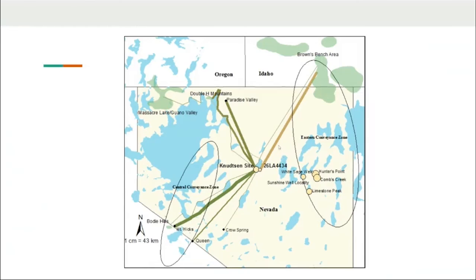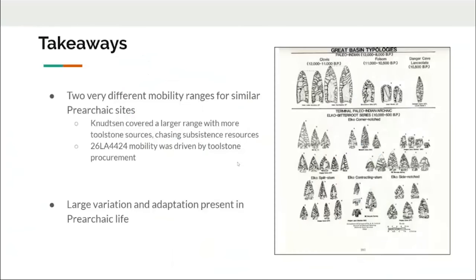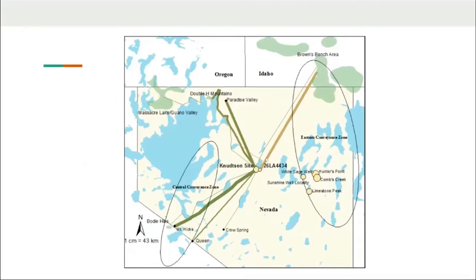And this distance here from Browns Bench to 26 LA 4434 is about 312 miles one way. So this means that people traveled one way from Browns Bench to the site, and likely a lot more too. Think about traveling 312 miles just walking across the landscape today. That is a really long time to walk. So prehistoric people were really highly mobile. And it's really interesting to see the variation in mobility ranges and what was driving the people.